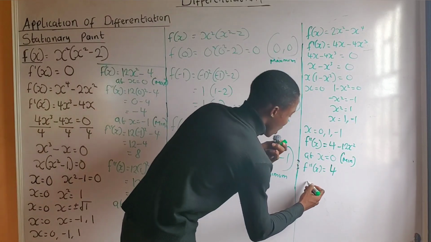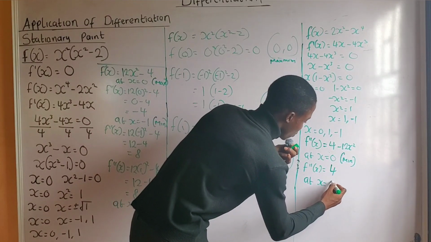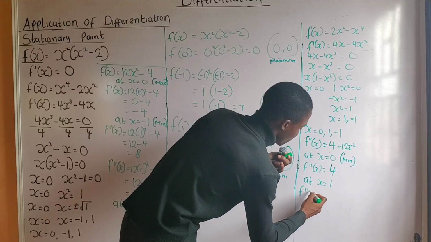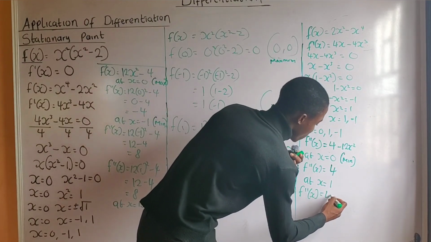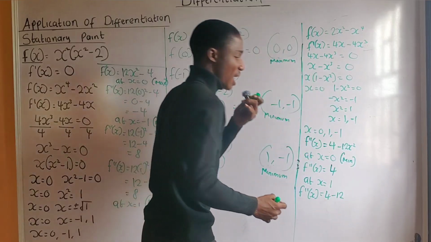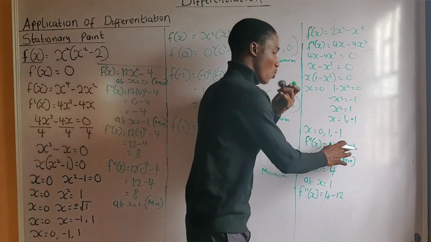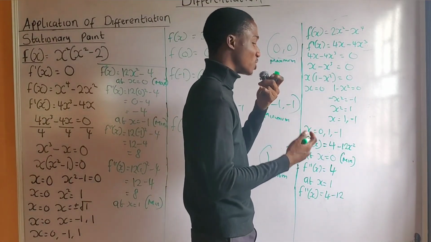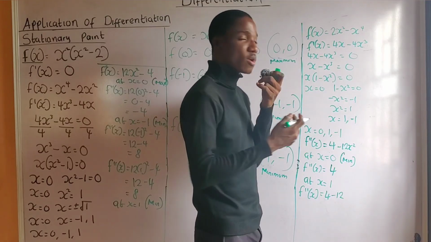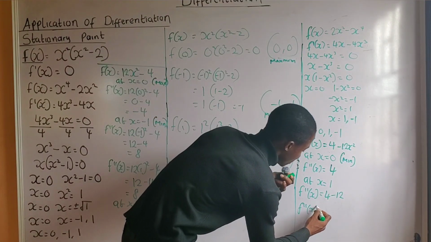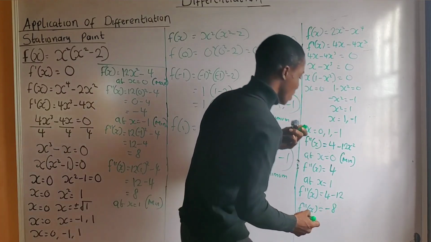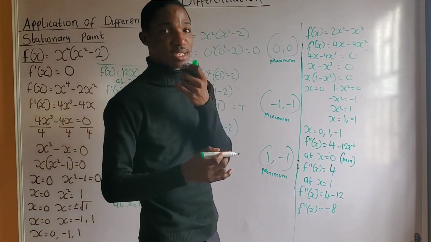Now at x equals 1, the second derivative will be equal to 4 minus 12. Are you there? Because 1 squared is 1. Negative 12 times 1 is what? Negative 12. 4 minus 12 is negative 8. So the second derivative of f of x is minus 8. Okay? That means that minus 8 is less than 0, right?